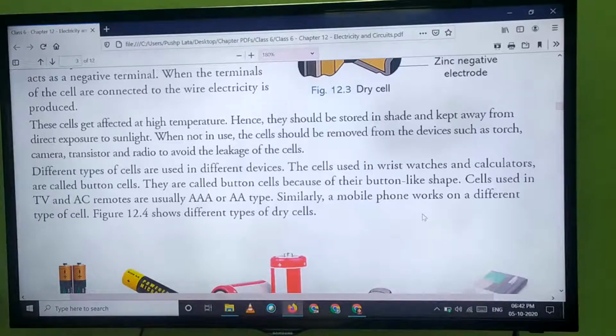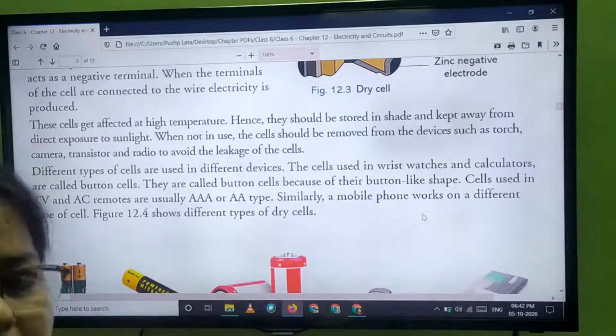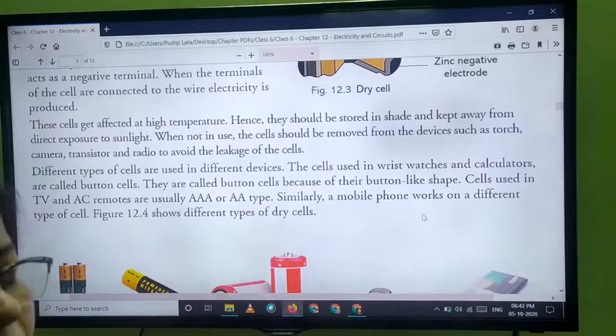When the cells are not in use, just like with a device such as a torch, we should remove the cells and keep them aside, and whenever we have to use it again, we can put them inside the torch and use it. In the same way, with a camera, transistor or radio, we should never keep the cells inside. Why? Because the reaction will keep on taking place and there can be some leakage.